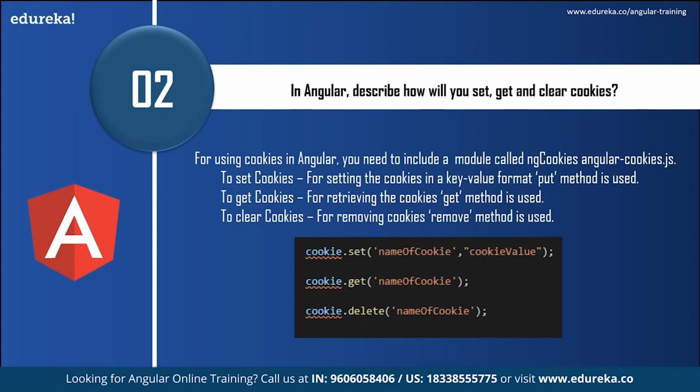AngularCookies.js. For setting the cookies in a key value format, put is the method used. Next, to get cookies. For retrieving the cookies, get method is used. For removing cookies, remove method is used. Now, if you follow the code procedure shown here, you can proceed with it.